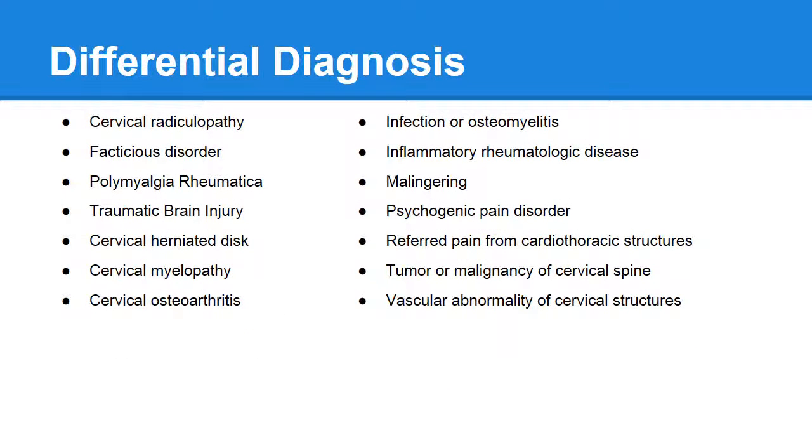The following should be ruled out during a differential diagnosis for WAD: cervical radiculopathy, fictitious disorder, polymyalgia rheumatica, traumatic brain injury, cervical herniated disc, cervical myelopathy, cervical osteoarthritis, infection or osteomyelitis, inflammatory rheumatologic disease, malingering, psychogenic pain disorder, referred pain from cardiothoracic structures, tumor or malignancy of cervical spine, and vascular abnormality of cervical structures. Special note should be made to those disorders that need to be referred out.